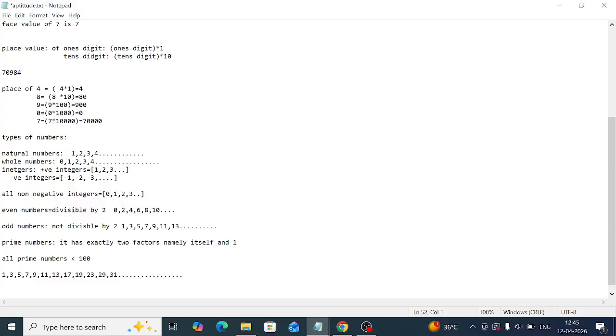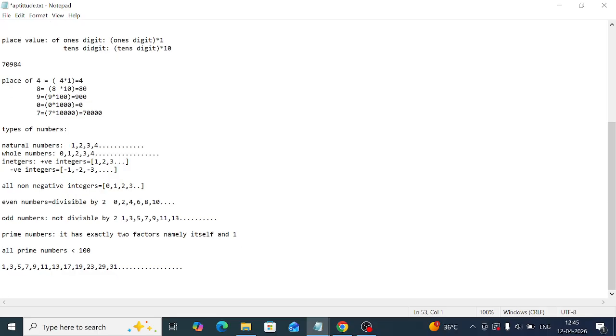See, what is meant by prime number? It has exactly two factors, namely itself and one. Itself means, see, for suppose I have a number called 1. It has two factors, namely itself, 1 into 1. 1 into 1 is equal to 1. Namely itself means that particular number, and 1. So 1 into 1.